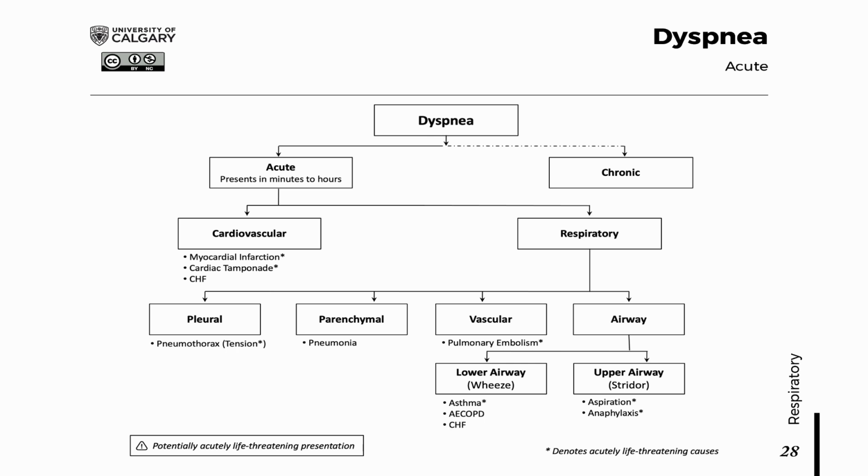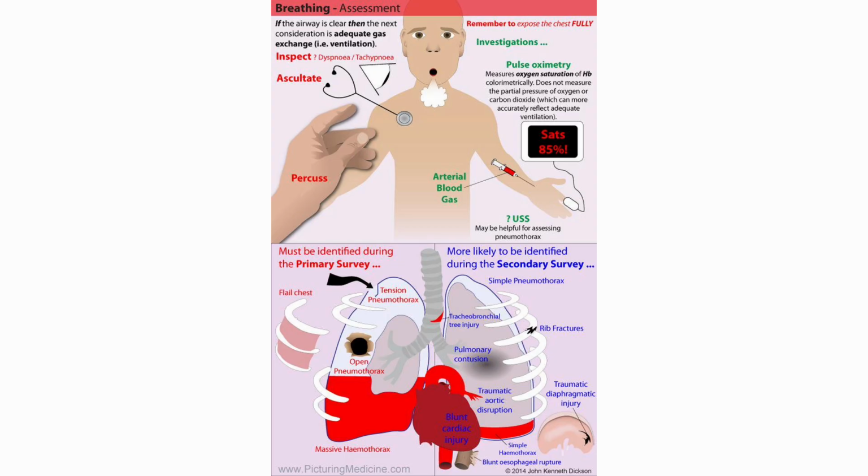So we know our ABC, so breathing comes before circulation in the approach to our resuscitation, because there's really no point in fixing the pump, so our heart, unless the pump is able to send out oxygenated blood to the tissues. So this is really kind of focusing on the B in breathing this lecture.